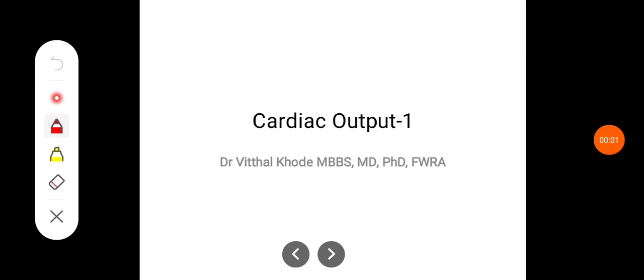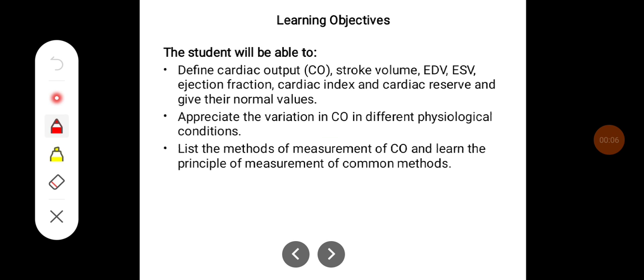Hello everyone. In this class, we'll study cardiac output. The learning objective of this class is to define cardiac output, stroke volume, end diastolic volume, end systolic volume, ejection fraction, cardiac index, and cardiac reserve, and give their normal values.